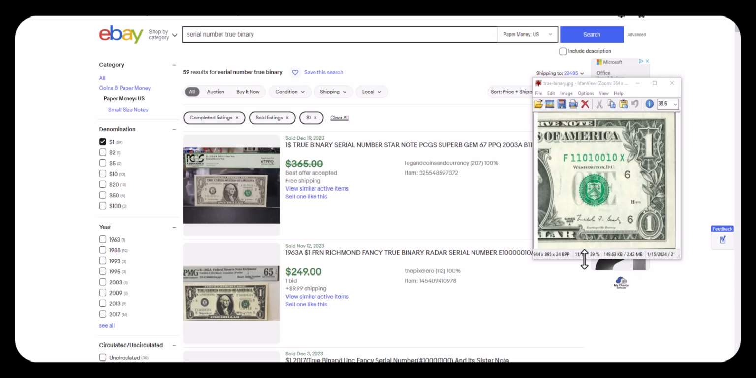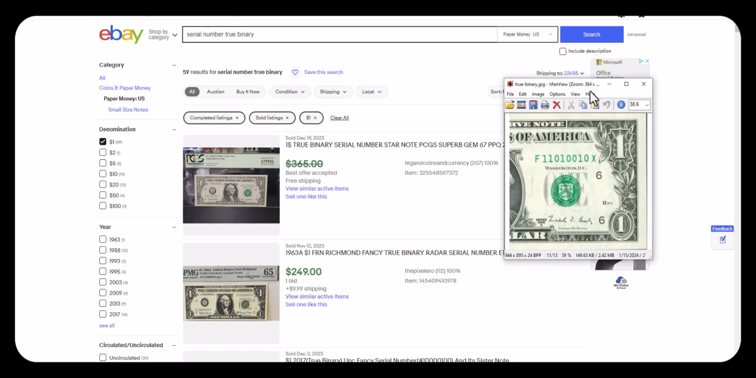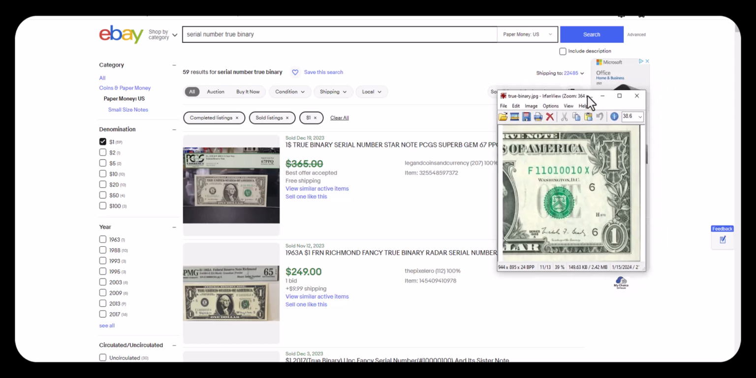What we have today is a true binary serial number. We're going to look up the price on eBay, see what it might go for. True binary is zeros and ones only in the serial number. Sometimes, at least for me, I'll call binary basically any two digits. Some other collectors will just say binary when they mean zeros and ones, but I'll call it true binary just to differentiate.